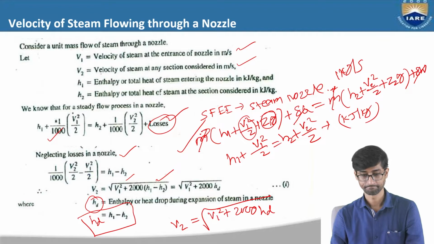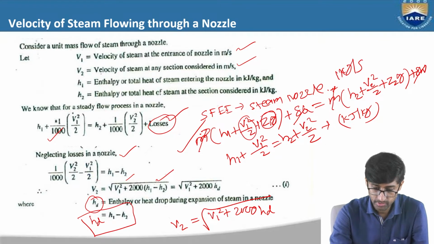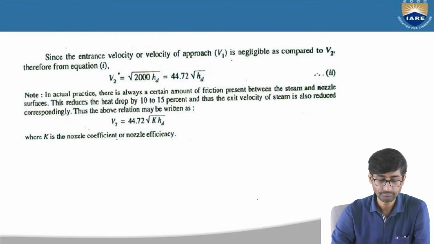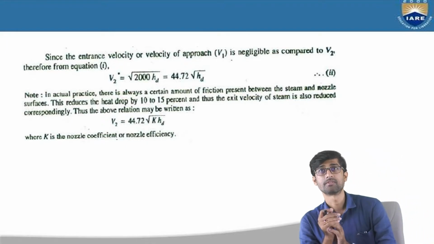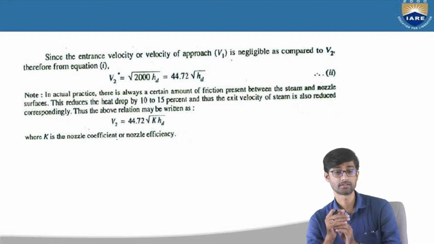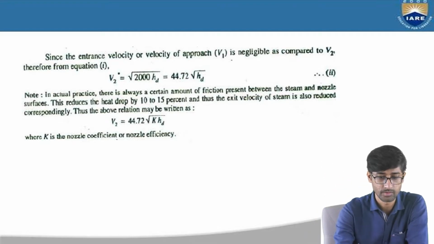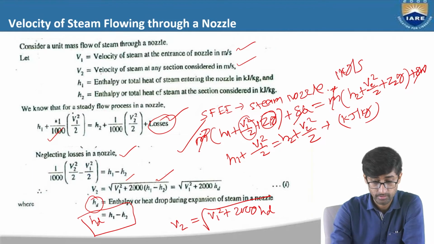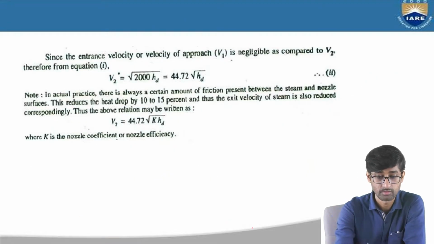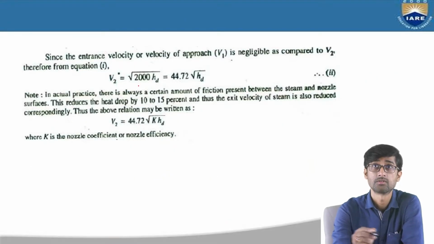Now, since the entrance velocity of the steam, or velocity of approach V1, is negligible compared to V2, V1 will be neglected. Then V2 is equal to the square root of 2000 hd. If you calculate the square root of 2000, it becomes 44.72 times the square root of hd.